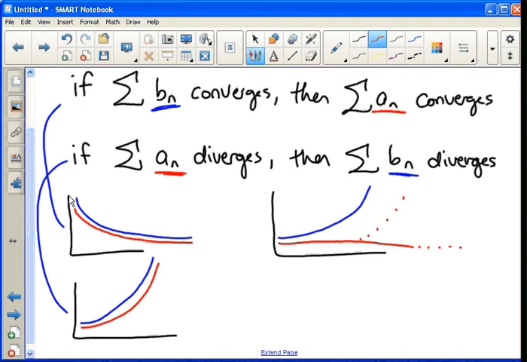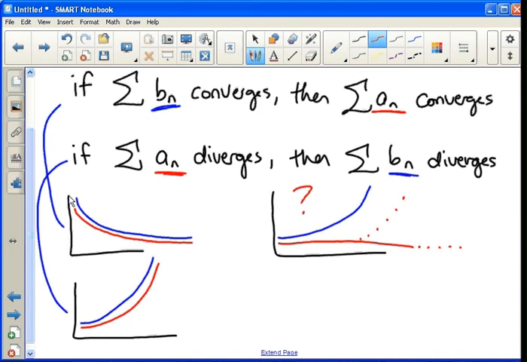The fact that B is bigger than it doesn't constrain it at all, because if B is going to infinity, well, A could also, or A might, converge. So this is a big question mark. In other words, if the bigger one diverges, that really doesn't help us. That doesn't constrain the smaller one to do anything one way or the other.